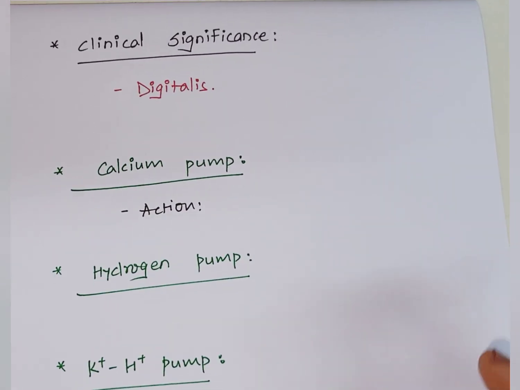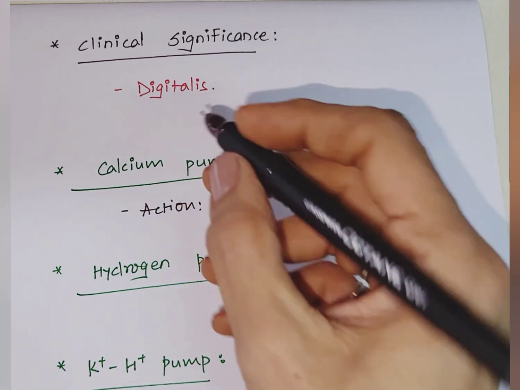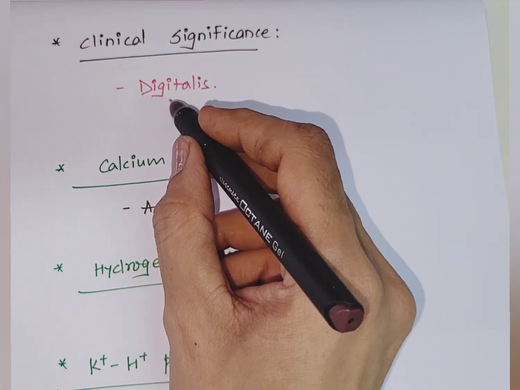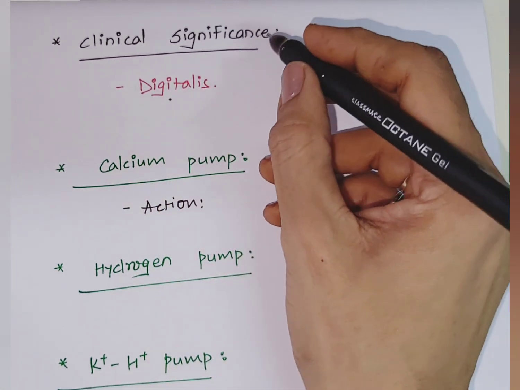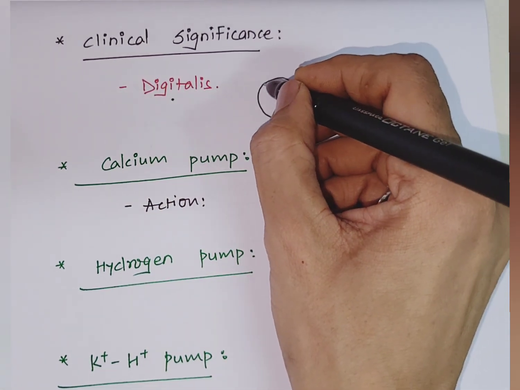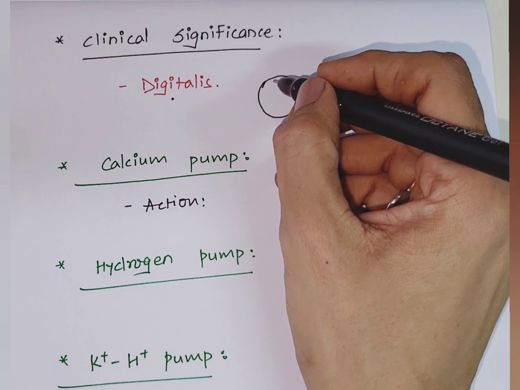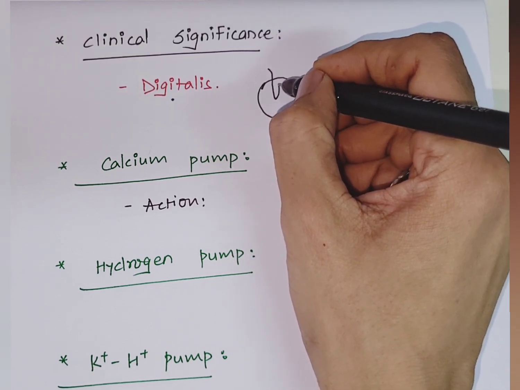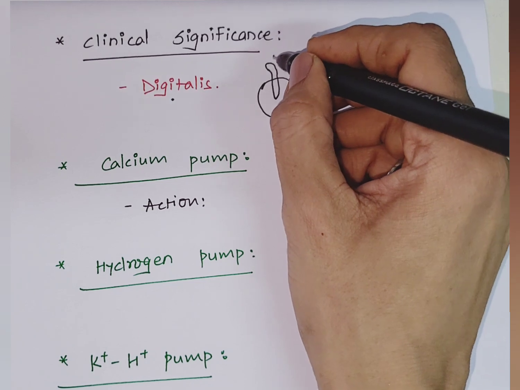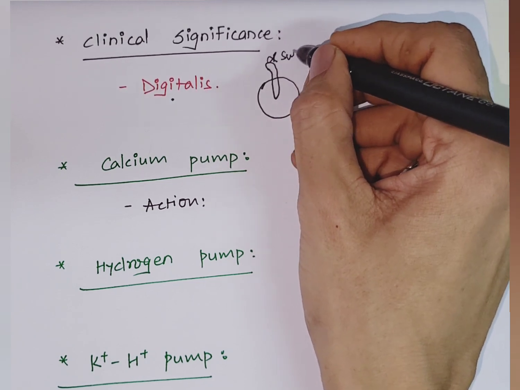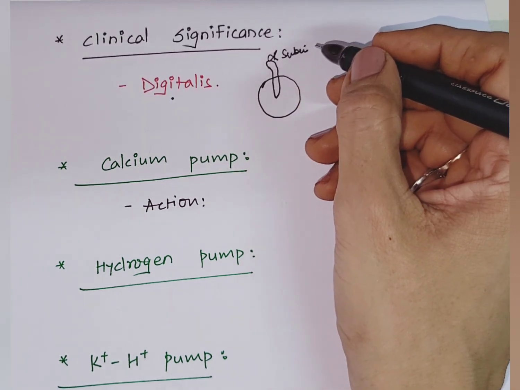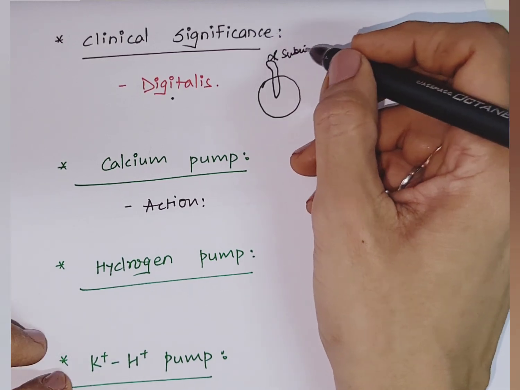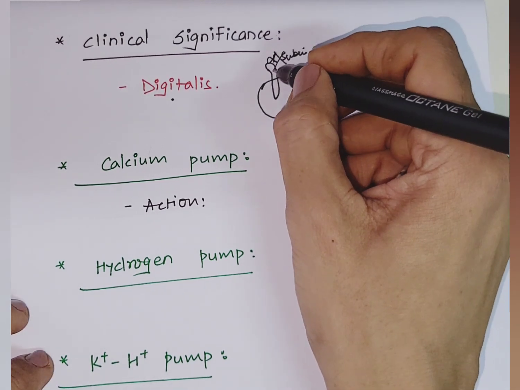Clinical significance. One of the clinical significances is in case of heart failure, where a drug used is digitalis. How does it work? It increases the contractility of our heart muscle. How? You can see this is our heart muscle cell. Digitalis binds with the extracellular part of the alpha subunit. We all know this is alpha. It affects the dephosphorylation step. So it inhibits the pump. In short, you can remember it inhibits the pump.